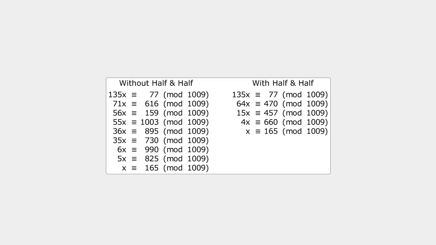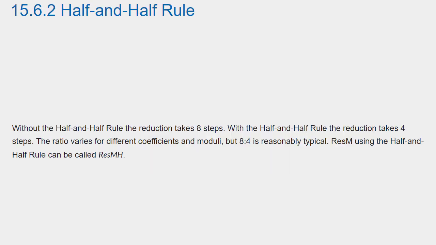To illustrate how much of an improvement this makes, let's solve a congruence with and without the half and half rule, side by side. Without the half and half rule, the reduction takes 8 steps. With the half and half rule, the reduction takes 4 steps. The ratio varies for different coefficients and moduli, but 8 to 4 is reasonably typical. RESM using the half and half rule can be called RESMH.